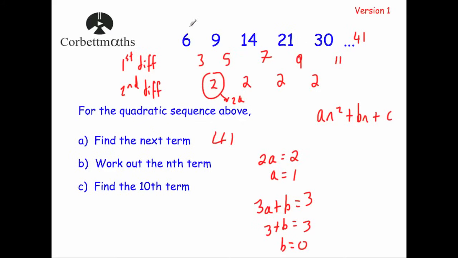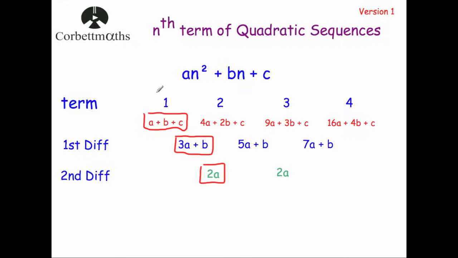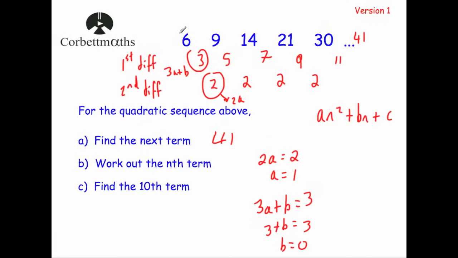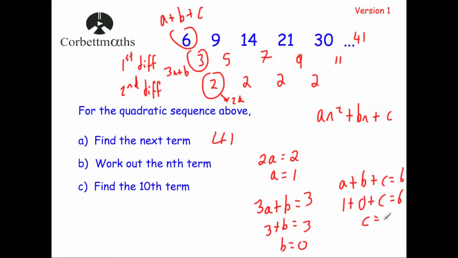And finally, the first term in the sequence is equal to a plus b plus c. So this term here, 6, is equal to a plus b plus c. So a plus b plus c is equal to 6. So a is equal to 1, b is equal to 0, and that must mean that c is going to be equal to 5. So c is equal to 5.